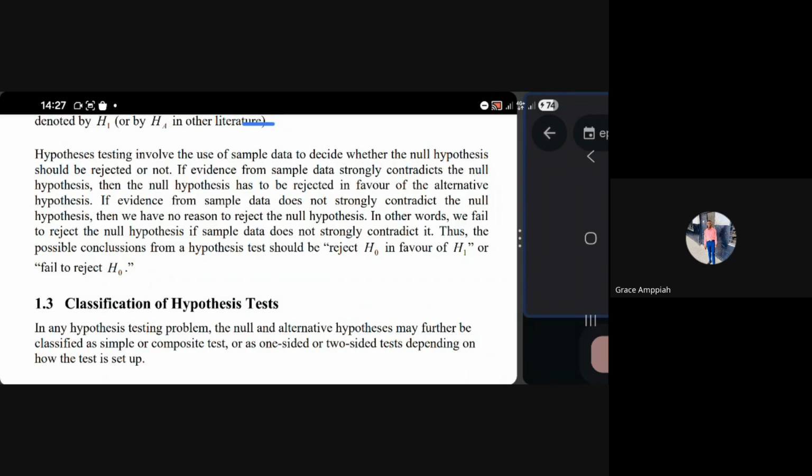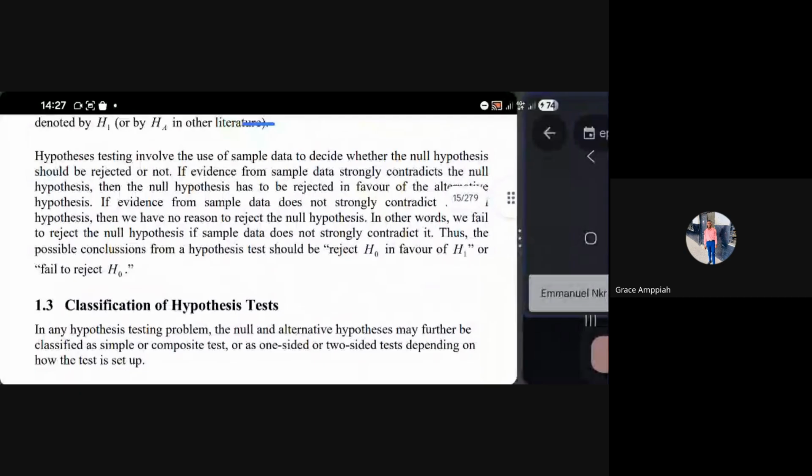The alternative says that the majority are not males, so I'm going to accept it. But let's assume that after my research, I realized that indeed the majority are males. Then it means I am not going to reject the null. I am going to accept the null. Please, we are going to solve a lot of questions on this and you will see.